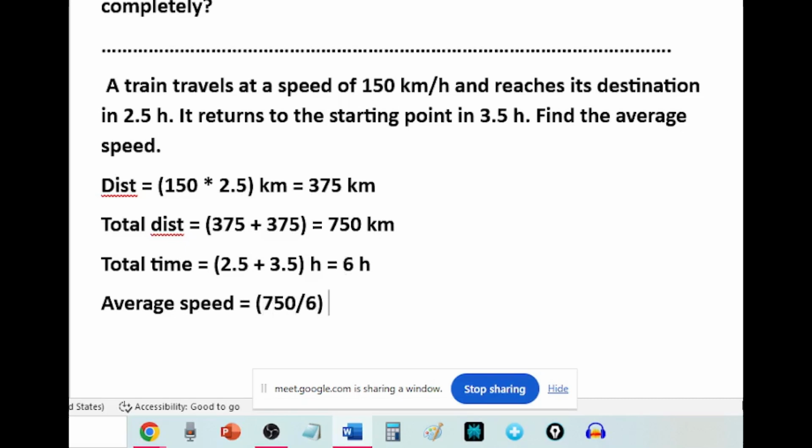750 kilometers divided by 6 hours. So kilometers per hour. 6 ones are 6, 7 minus 6, 1. Then bring down 5, 15, 6 twos are 12, 15 minus 12, 3, then 0, 30, 6 fives are 30. So you'll get 125 kilometers per hour as the average speed.